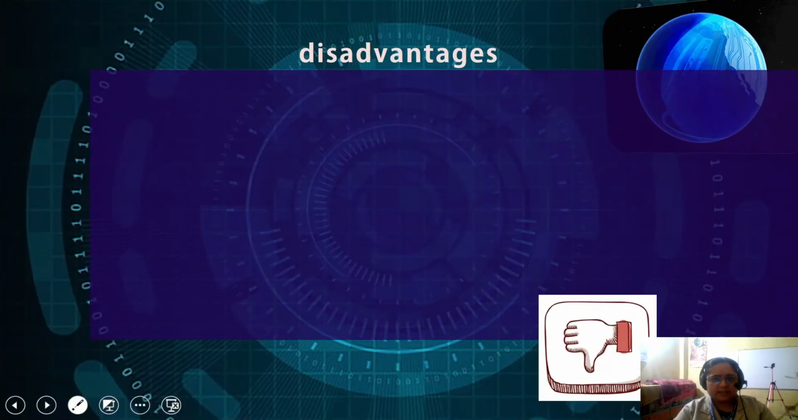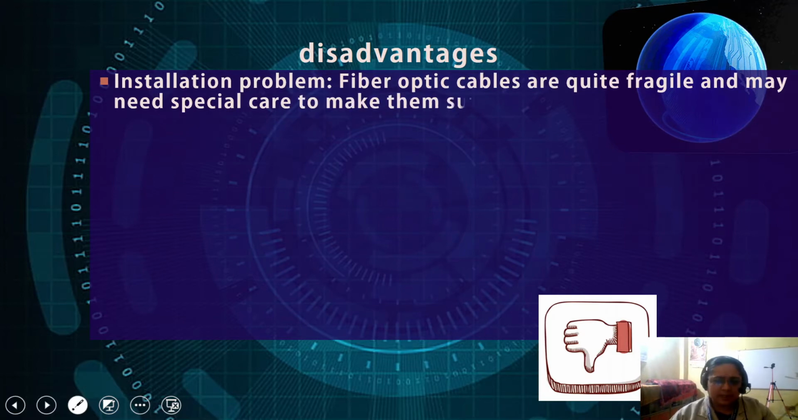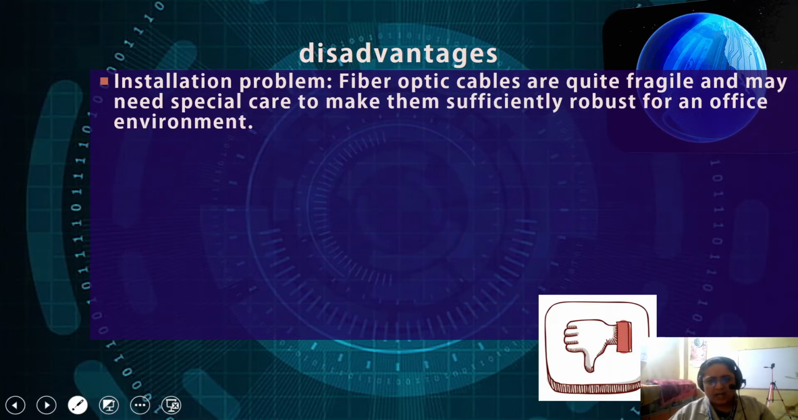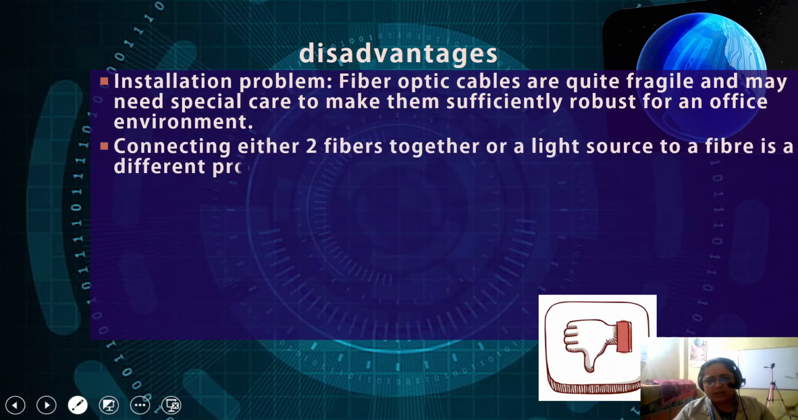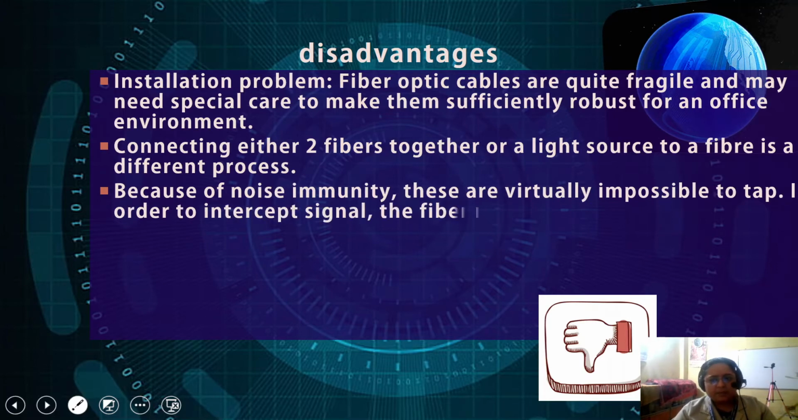Some disadvantages. Installation problem. Firstly, fiber optic cables are not very flexible, and hence if you try to bend it more than its capacity, it may lead to breaking the fiber optic cable and rendering it totally unusable for any task. Connecting either two fibers together or a light source is a different process, and you need specialized technicians for doing that. Because of noise immunity, they are virtually impossible to tap.